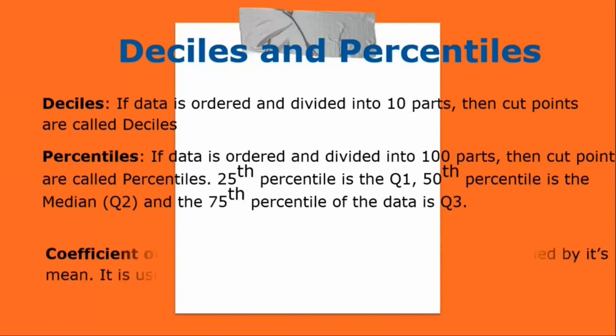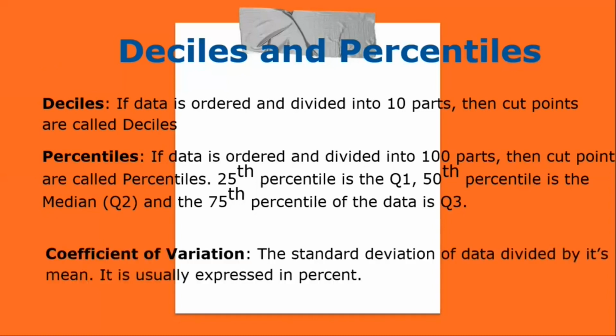Coefficient of variation: the standard deviation of data divided by its mean. It is usually expressed in percent. The coefficient of variation is the ratio of standard deviation and mean times 100 and is measured in percentage.